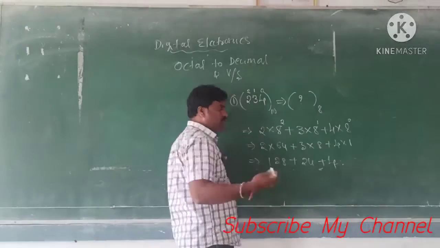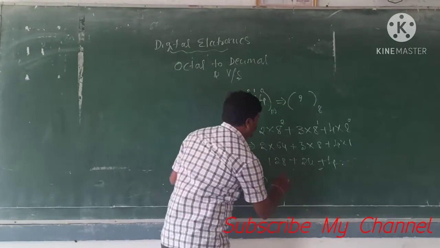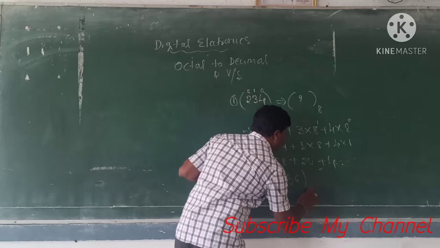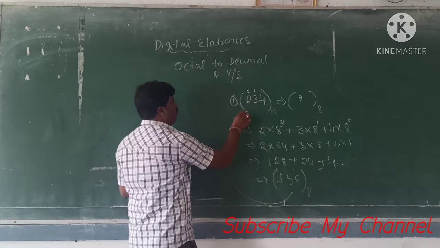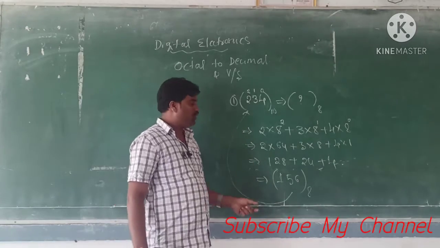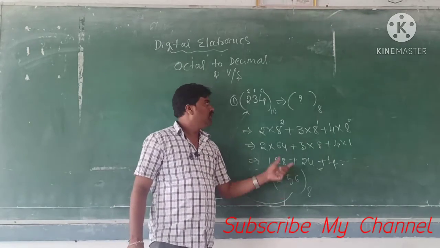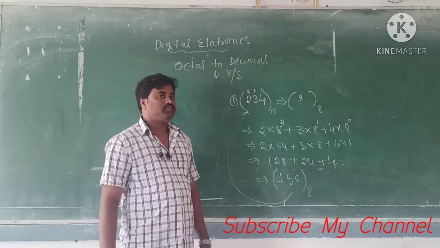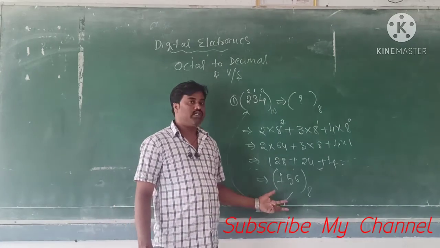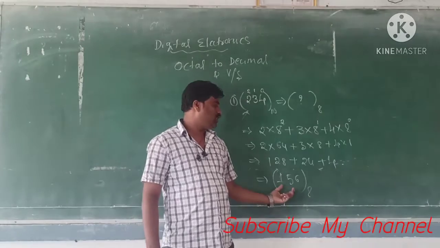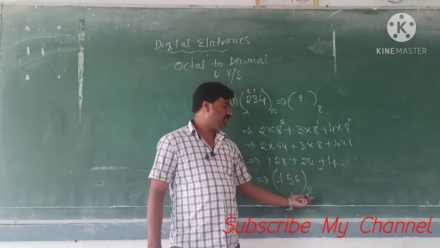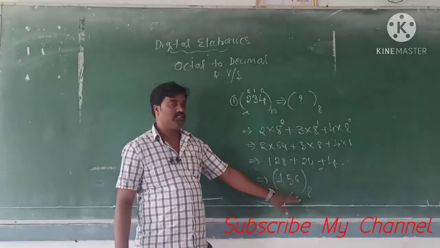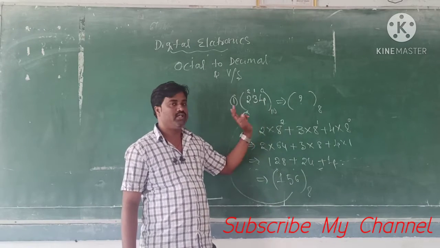The total value will be 156. This is the octal value of this decimal number system. So we got the answer 156. Base or radix value is 8, right? This is the octal value of this decimal number system.